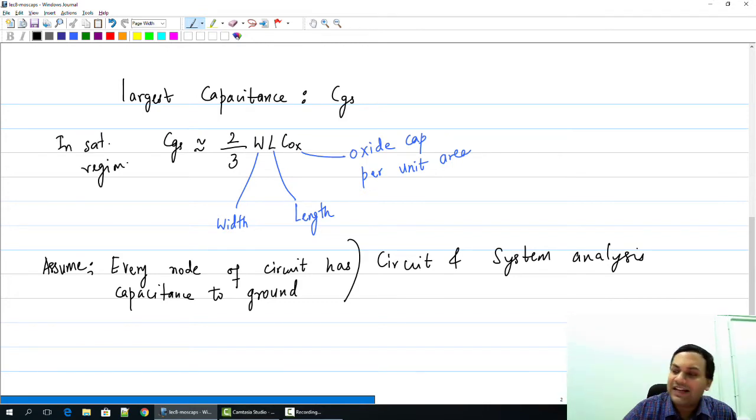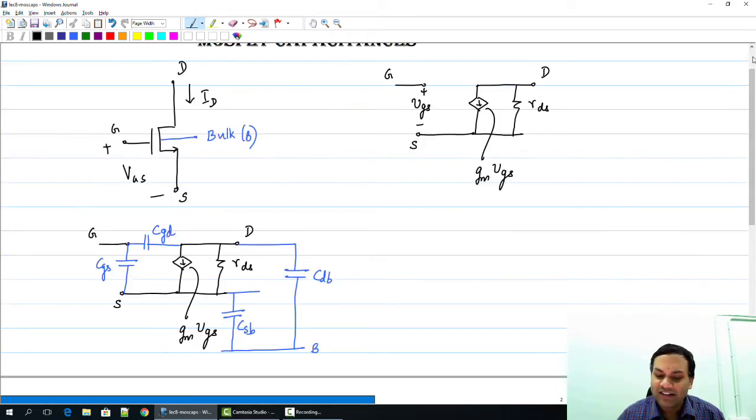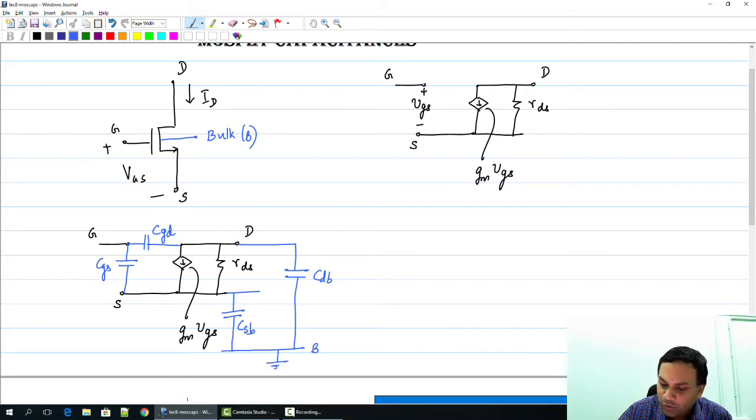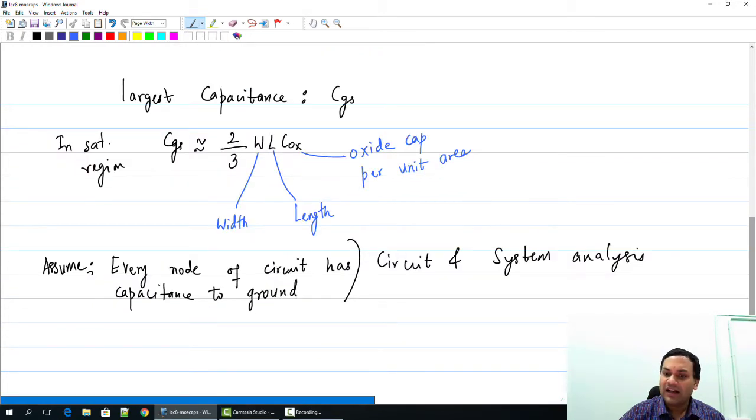I also wanted to point out that, since we have not seen this bulk terminal too often before, normally this bulk terminal is connected to the lowest potential in the circuit if it's a p-type substrate, and therefore the drain bulk and source bulk capacitances have one node grounded. Now I also should tell you that CGD is normally a small capacitance, but it can become significant as the device gets smaller and smaller.